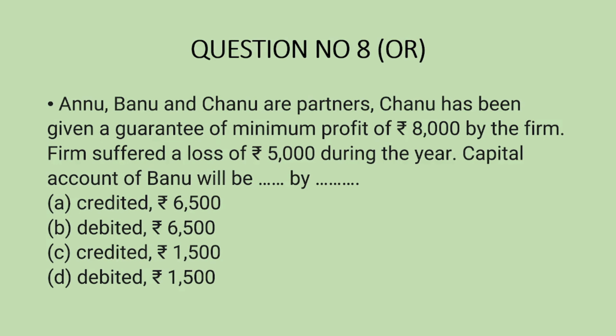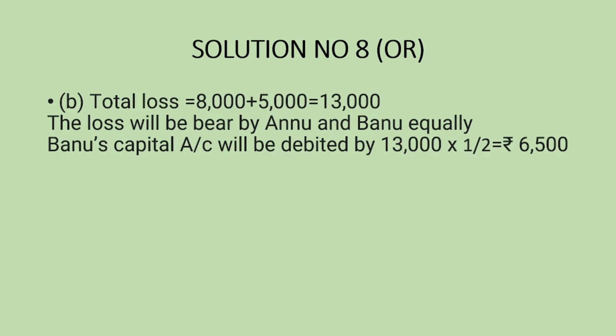Now question number 8, or. Anu, Banu, and Chanu are partners. Chanu has been given a guarantee of minimum profit of rupees 8,000 by the firm. The firm suffered a loss of 5,000 during the year. Capital account of Banu will be credited or debited by rupees 6,500, or it will be credited or debited by 1,500.